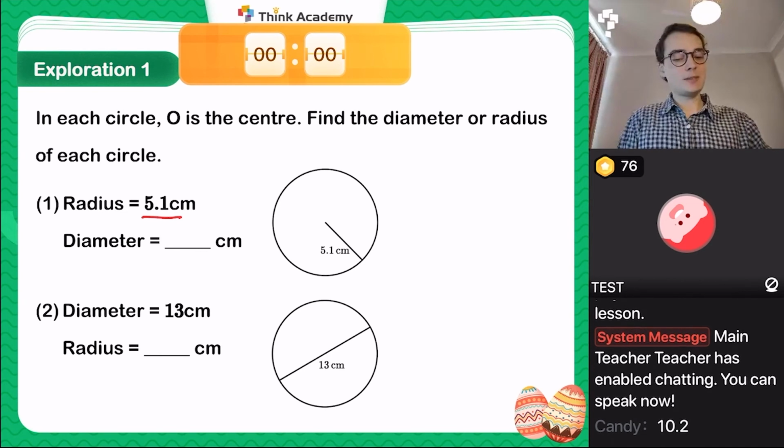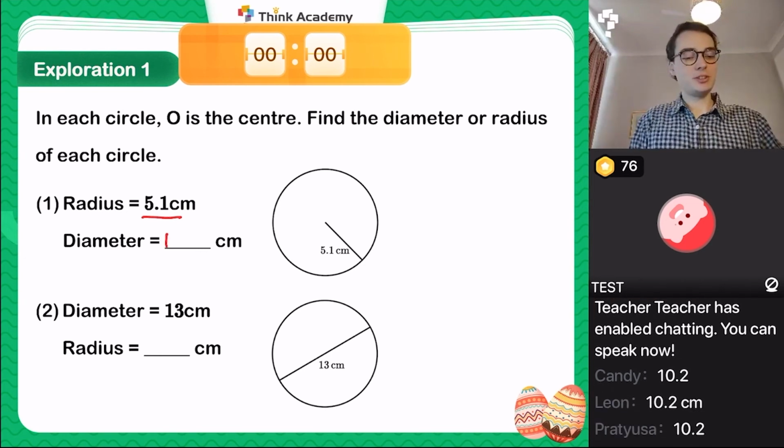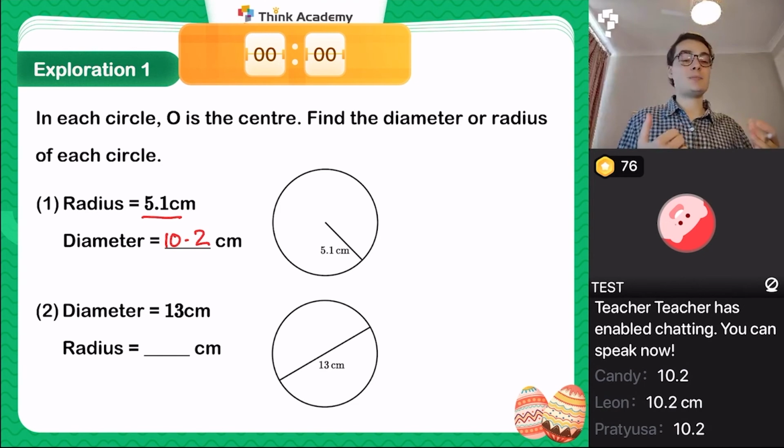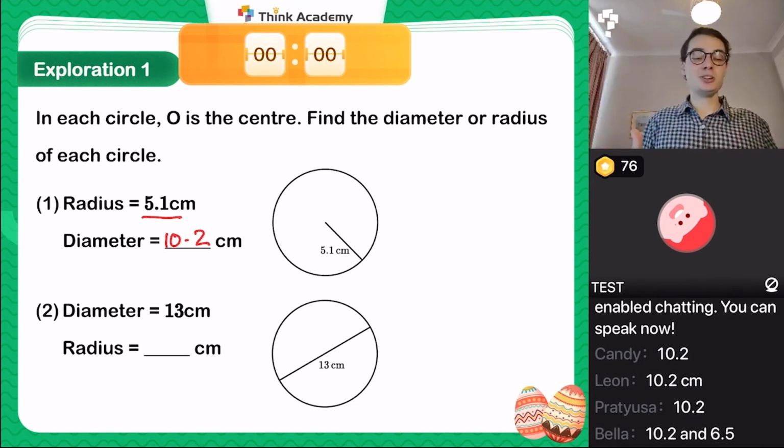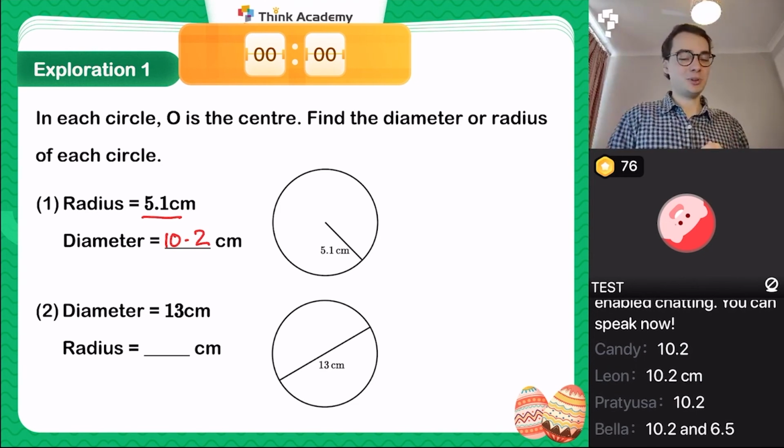Okay, nice. I can see 10.2 centimeters. 10.2, looks like everyone's in agreement. So, of course, the diameter is just double the radius. 2 lots of 5.1 is going to give us that 10.2.